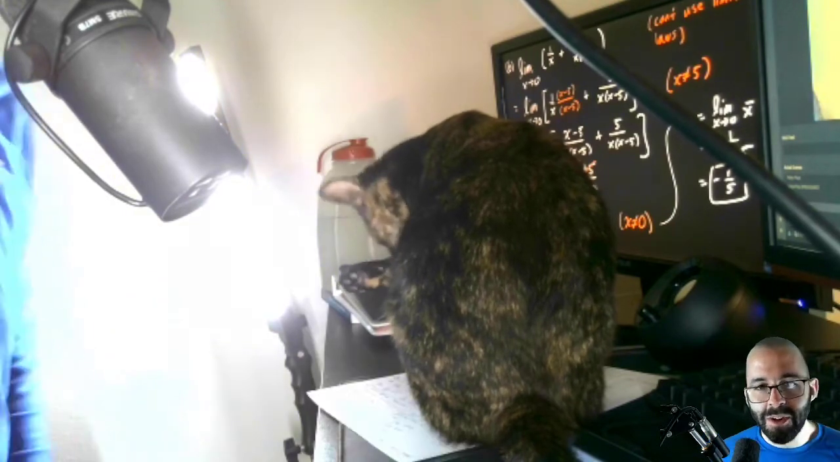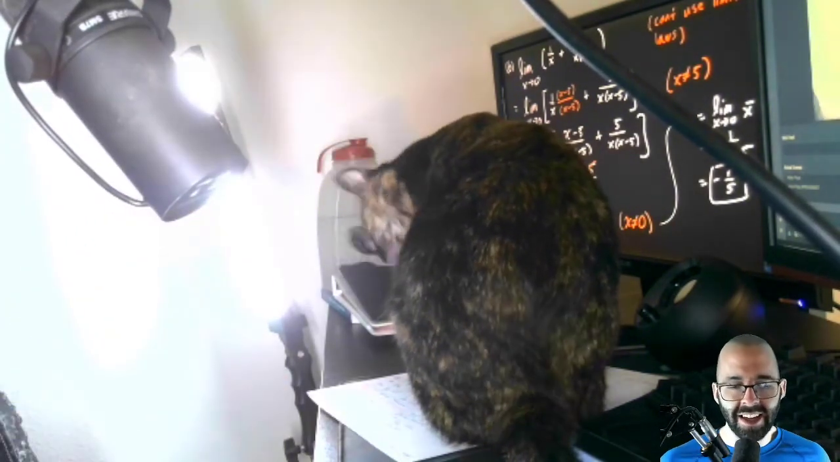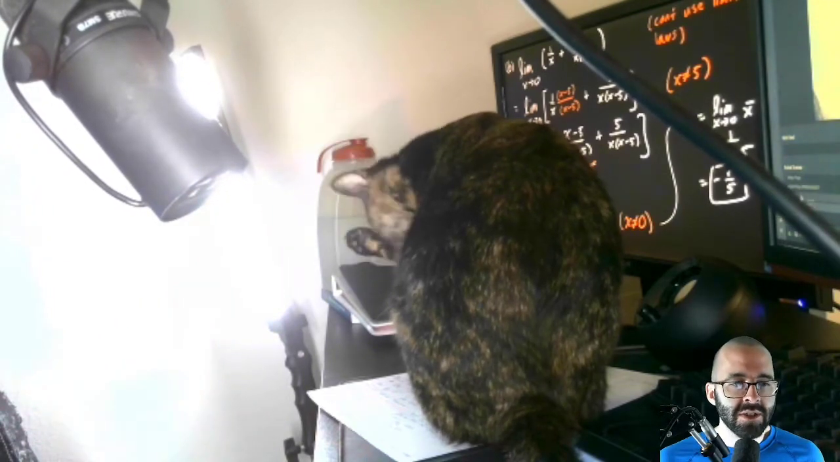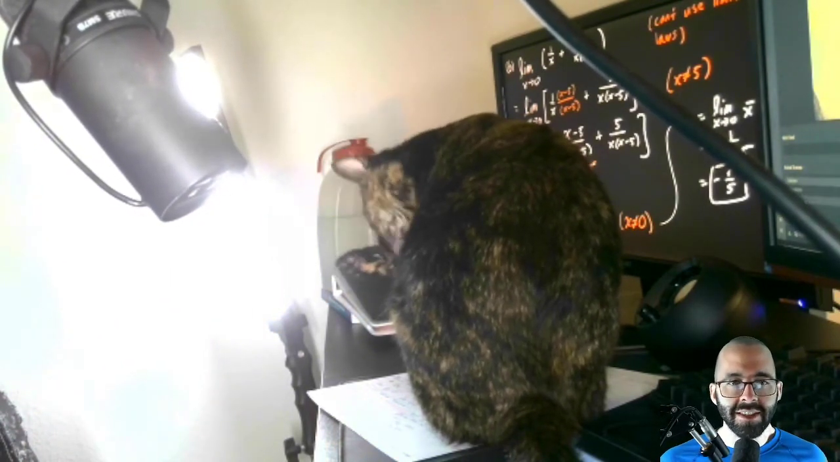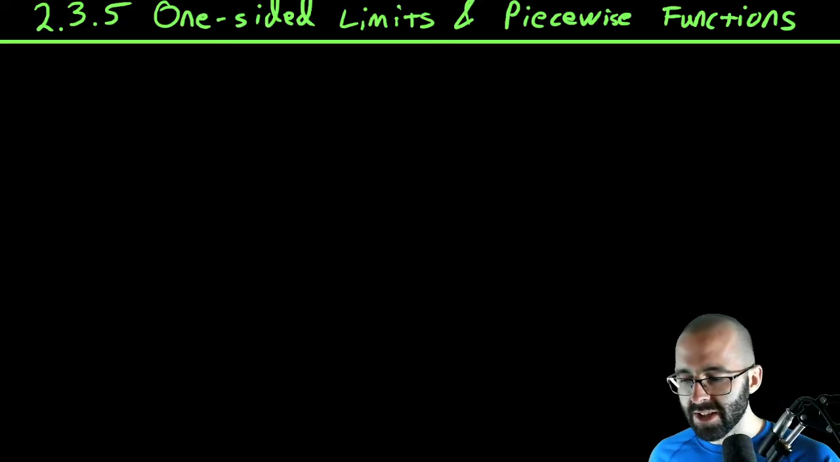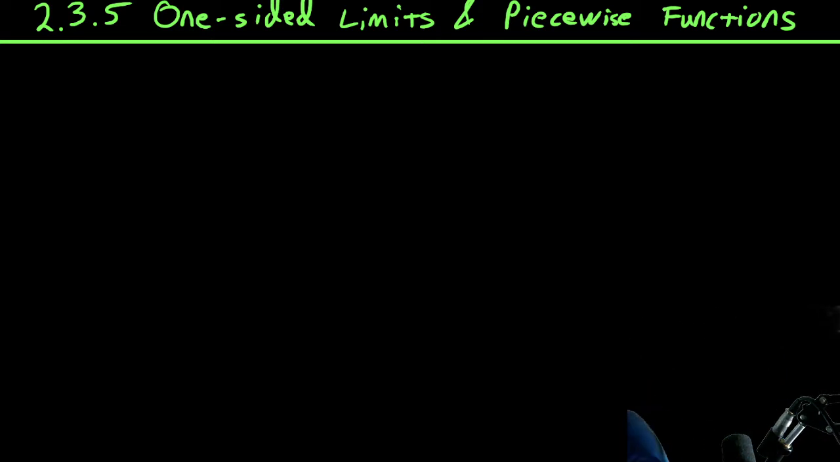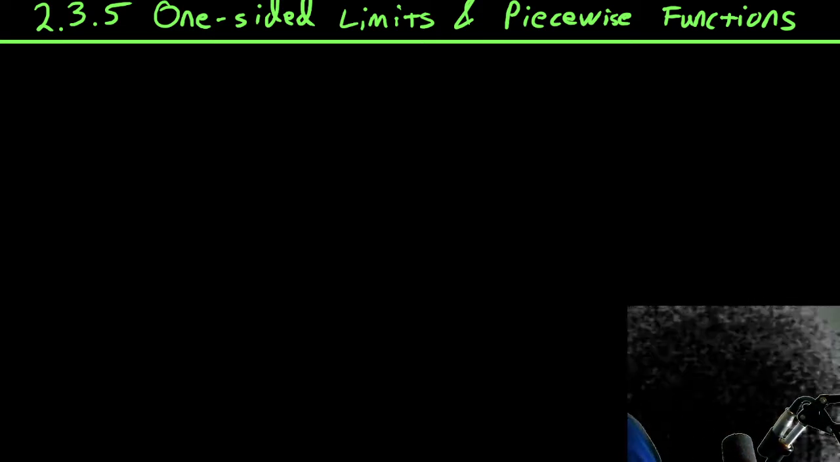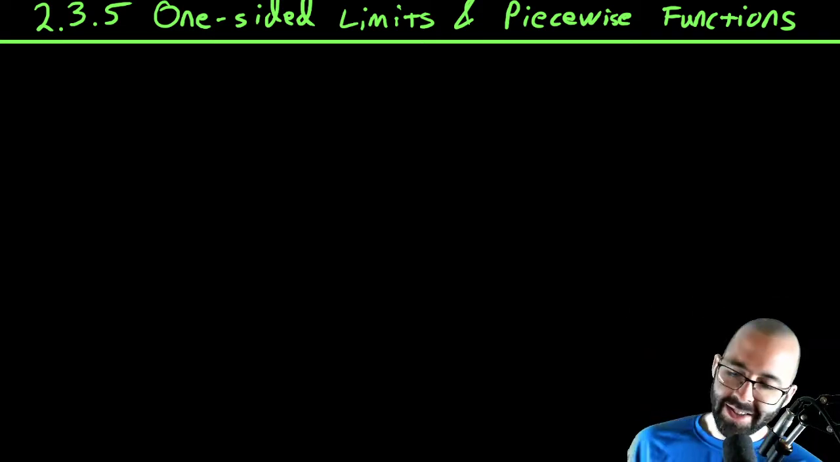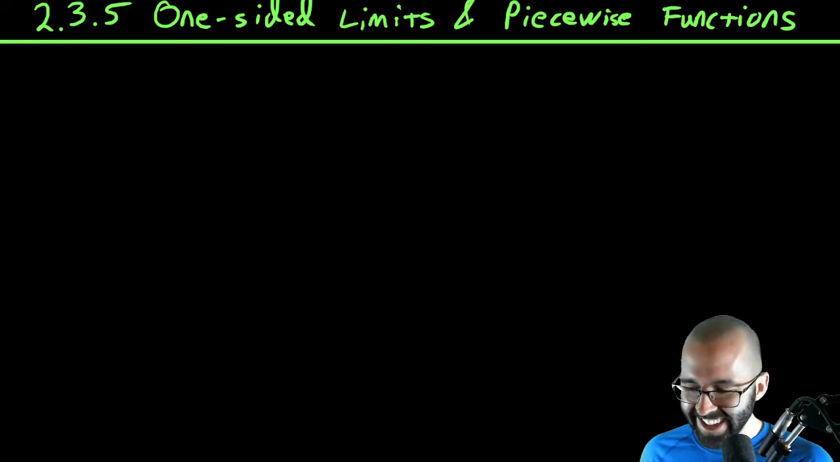Anyway, so 2.3.5 is going to be talking about one-sided limits and piecewise functions. So remember a couple things about one-sided limits. Specifically, we're going to start with an example. All right, perfect. Example number 5.